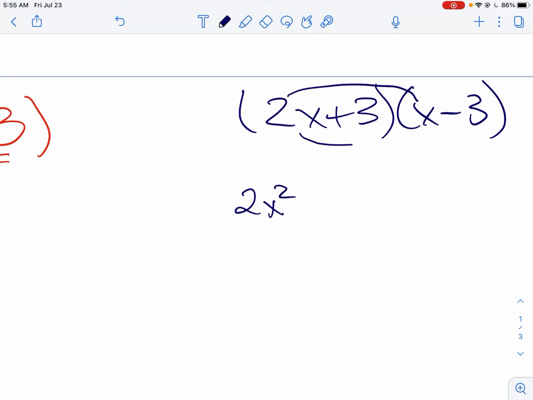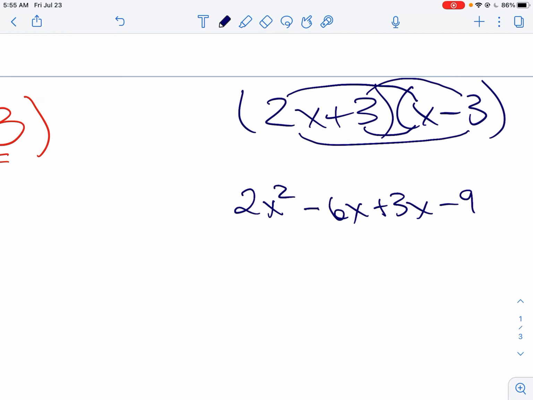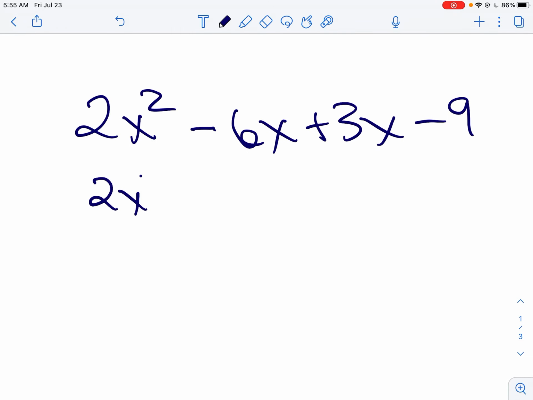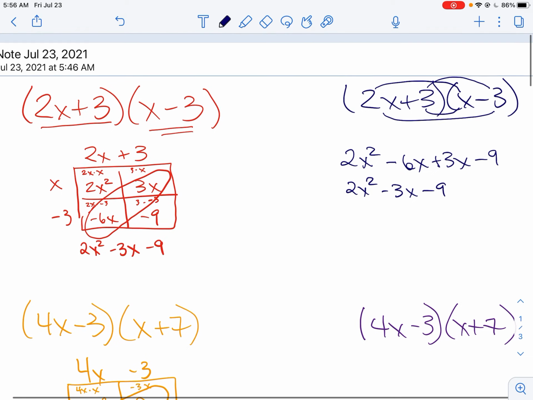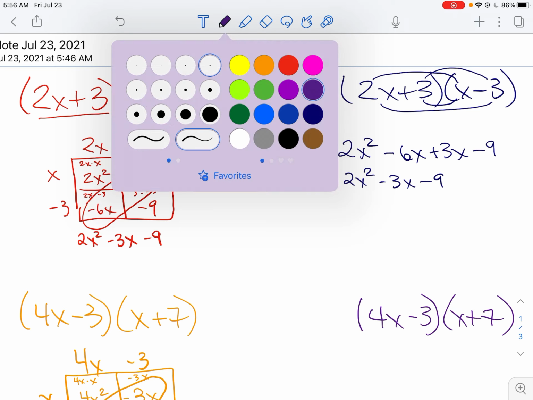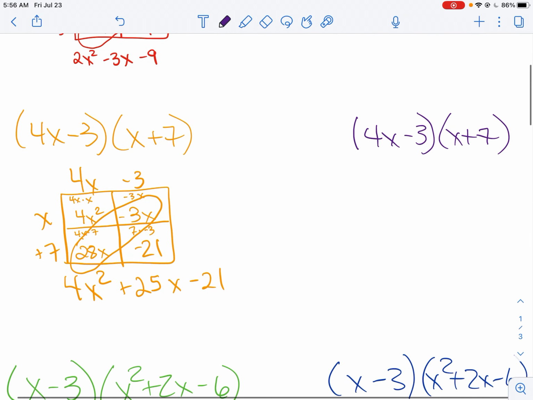I might multiply the 2x by the -3 and I would get -6x. I take the 3 and multiply it by the x and get 3x. And the 3 times the -3 and get -9. Now, if you compare that to what you have in the box on the left-hand side, they're the exact same thing. So that means I'm going to take 2x squared minus 6x minus 9, which is the same answer that I got. So you could do it either way. It doesn't matter which way you do it. It will still work either way.